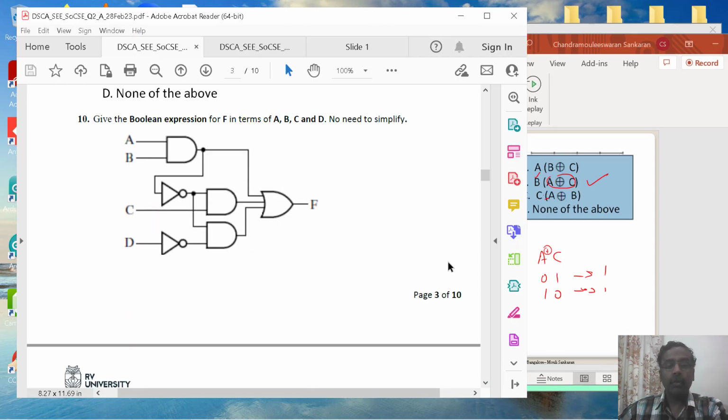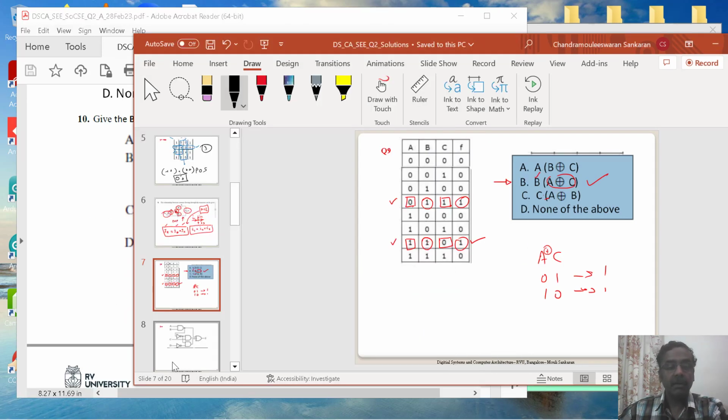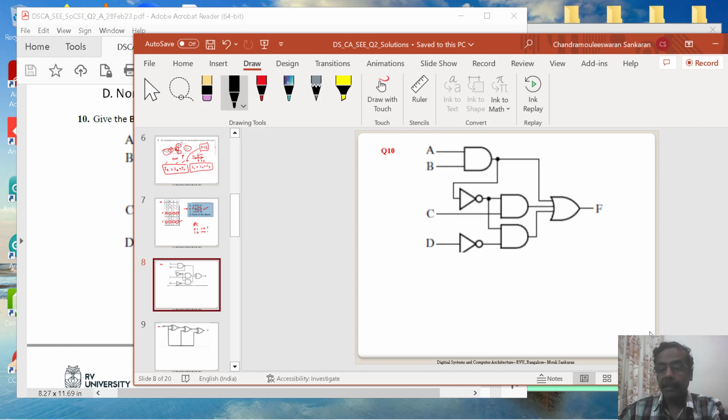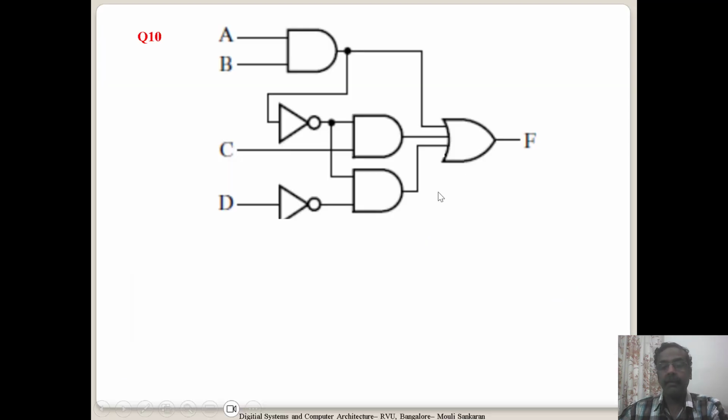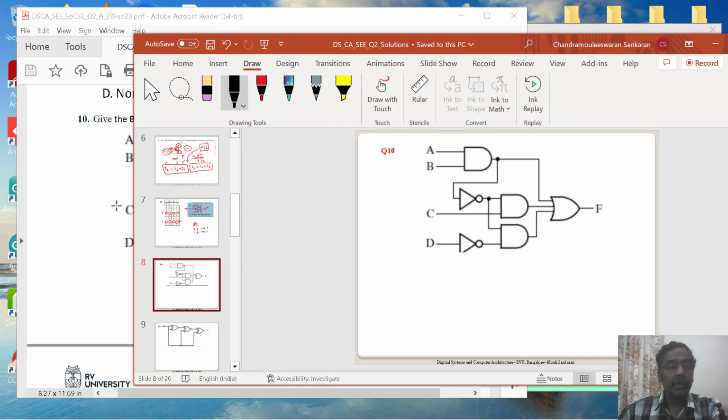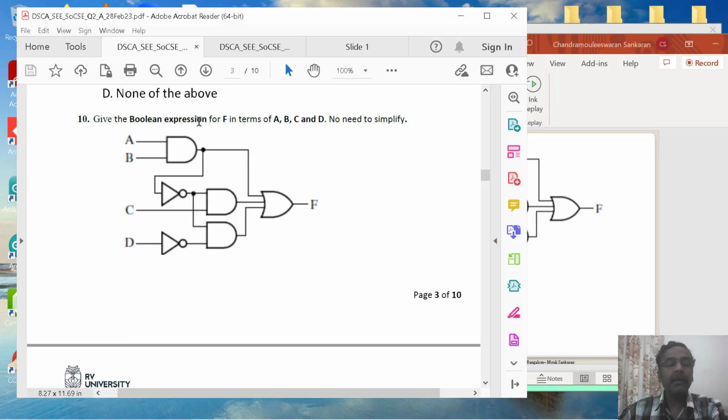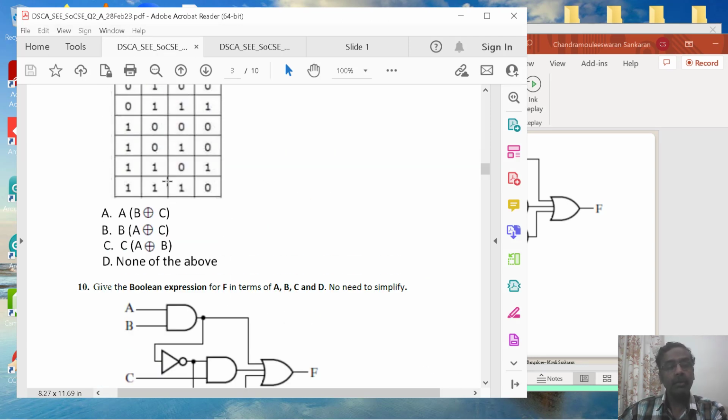Now let us go and understand what is the last question of part A. Then I will stop and then we'll continue with another video lecture for part B question. Now what is the question here? Before I go here, let me explain. Give the Boolean expression of f. Okay, now I was asking you to find out the Boolean expression from the truth table.